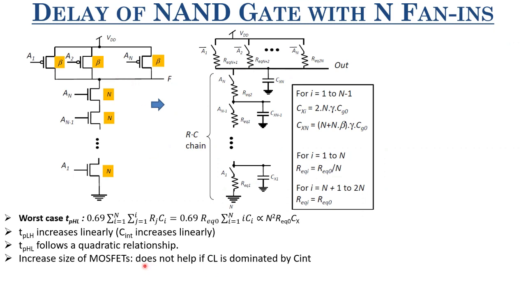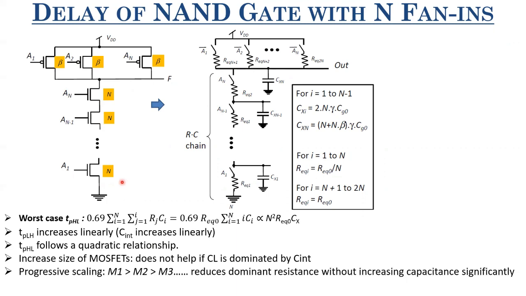So increasing the size of all the MOSFETs, although it reduces the TPHL, is not a feasible option, or not that attractive an option. So what you can do is go for progressive scaling. What does that mean? That means the size of this M1, which is at the lowest, should be largest.